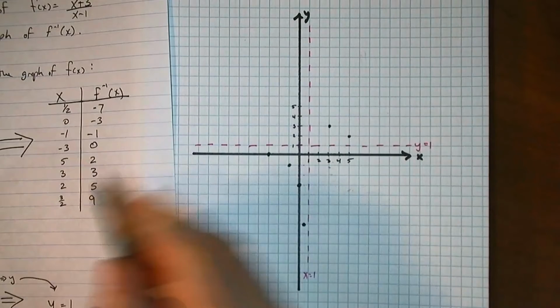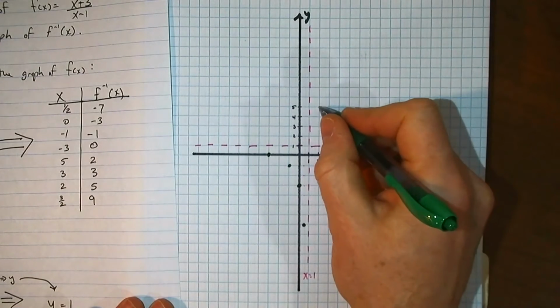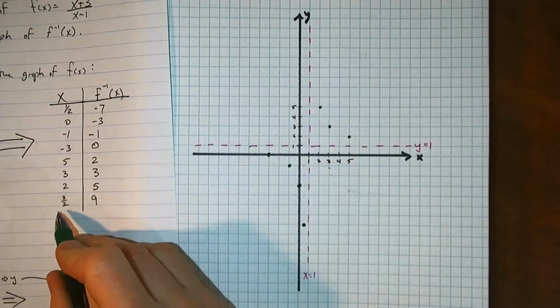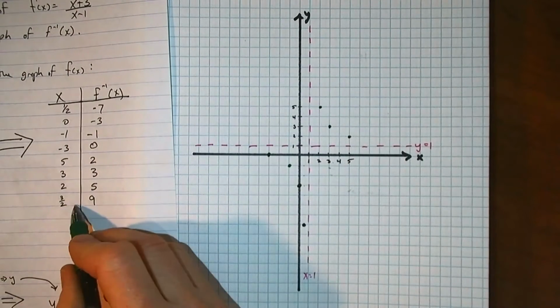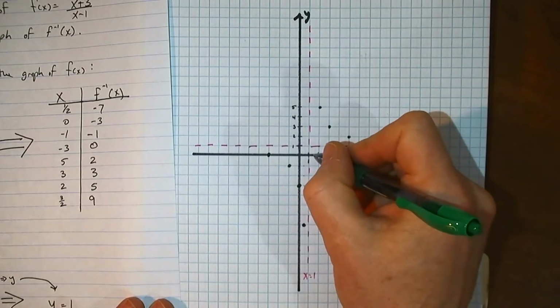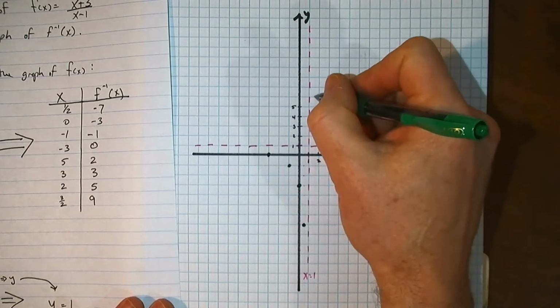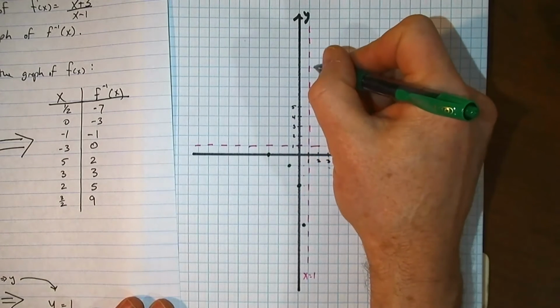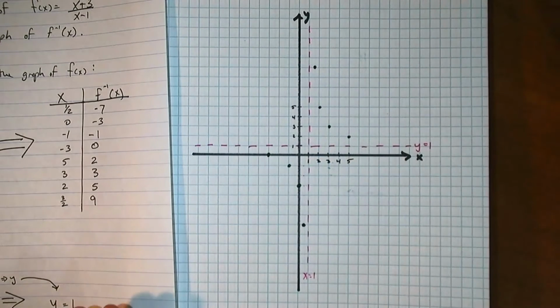And I've got 2, 5. So 2, 5. 3 halves, which is the same as 1 1/2, right? 1 1/2, 9. So 1 1/2. And then 5, 6, 7, 8, 9. Okay, so these are the points that I have.